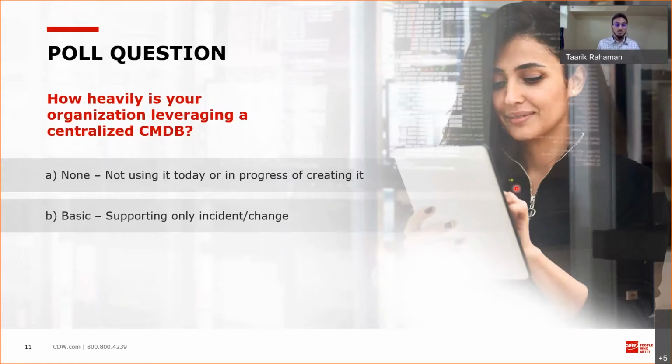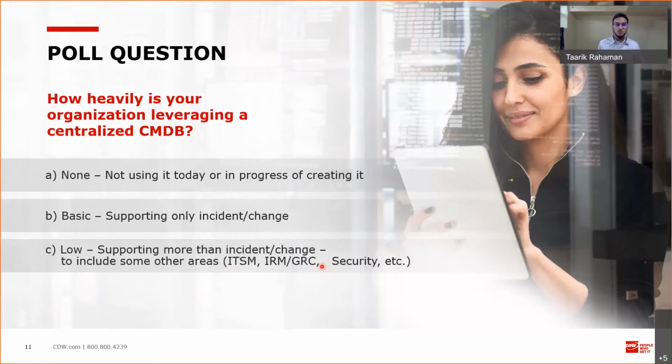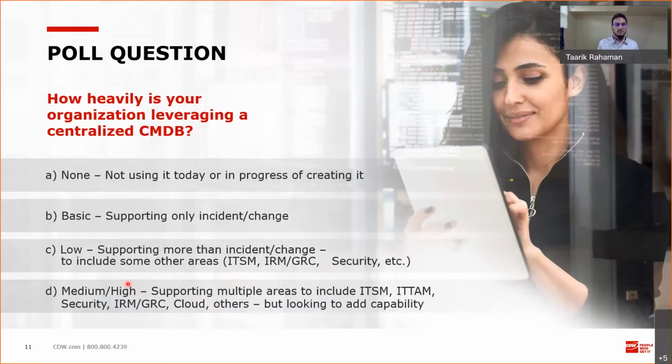Low is supporting only incident or change. Medium is supporting more than incident and change to include some additional use cases. So you have maybe not just ITSM powered by the CMDB, but maybe you also have IRM, GRC, security, etc. that might be using the CMDB. And finally, we have high, supporting multiple areas to include ITSM, IT asset, security, IRM, etc. But you're also looking to add capabilities there too.